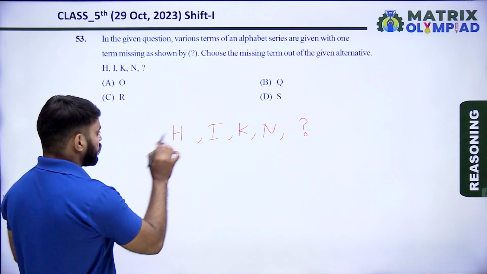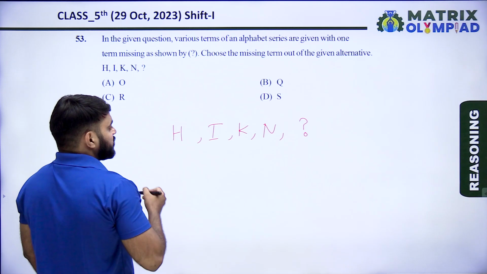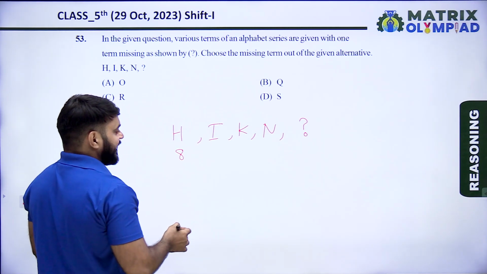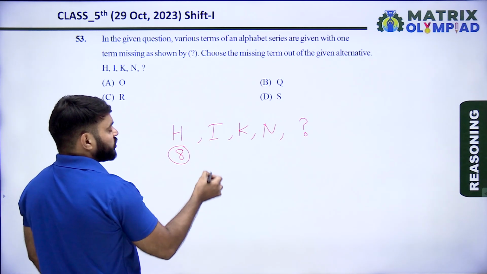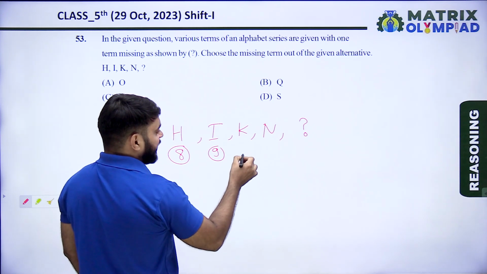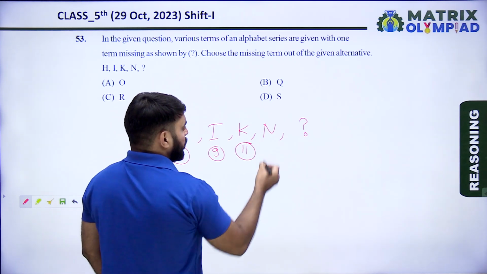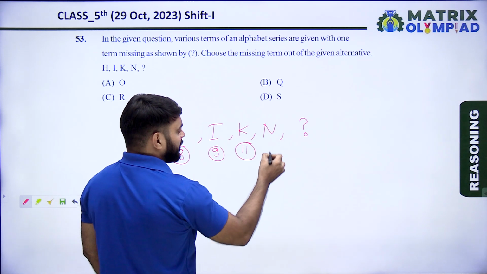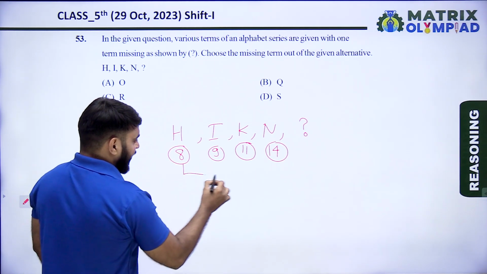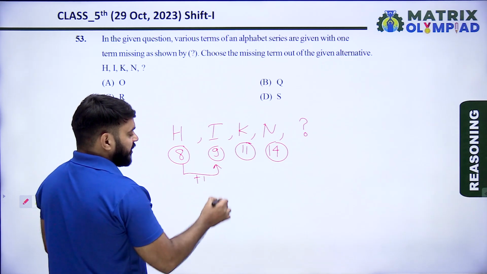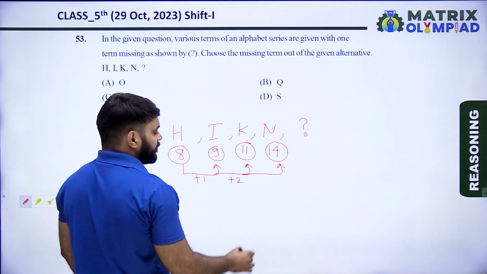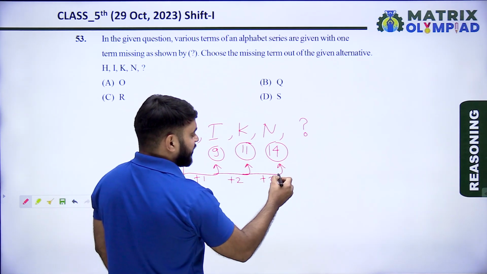So the pattern of the question is, the position of H in the English alphabet is 8. Position of I in the English alphabet is 9. Position of K is 11. Position of N is 14. So the pattern is 8 plus 1 means 9. Now 9 plus 2 means 11. Now 11 plus 3 means 14.